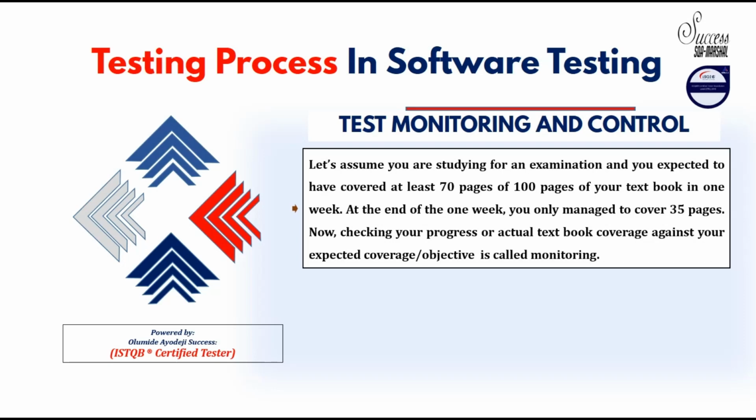Let's assume you are studying for an examination and you're expected to have covered at least 70 pages of 100 pages of your textbook in 1 week. At the end of the 1 week, you only manage to cover 35 pages. Now, checking your progress or actual textbook coverage against your expected coverage or objective is called monitoring. It's as simple as that.